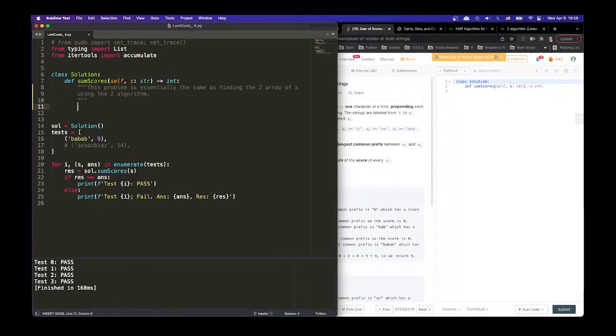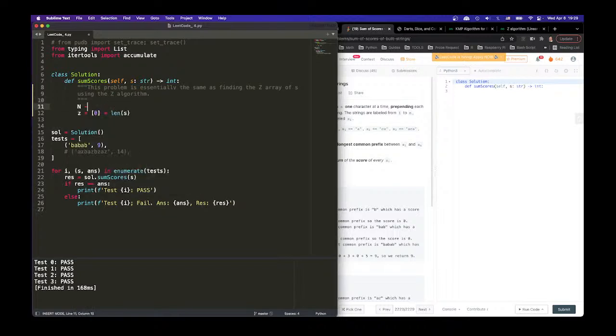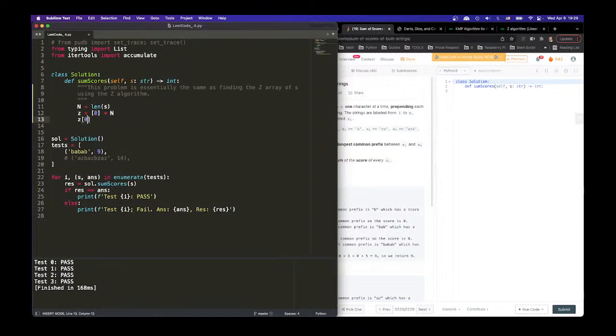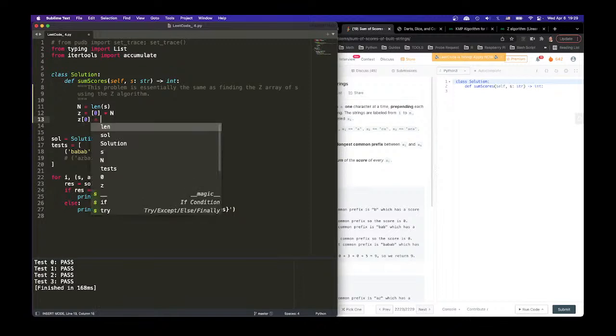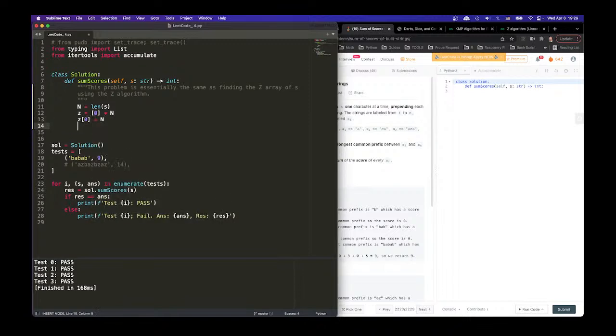All right, so we have the Z array. We're going to give it times len s. Now we're going to do n equals len s, times n, and we say z0 equals n. We know that doesn't really matter. Oh, actually, it does. Don't do anything stupid.